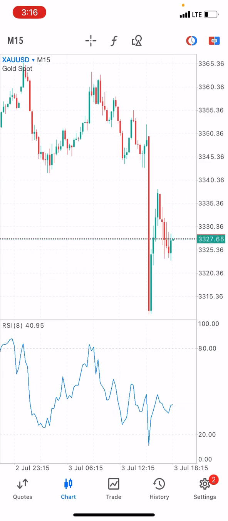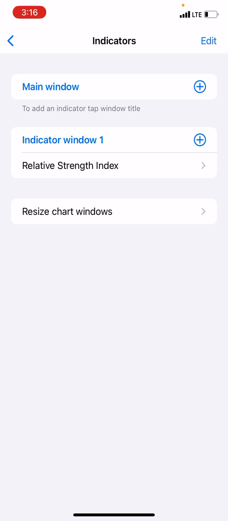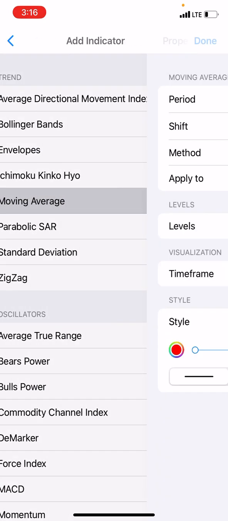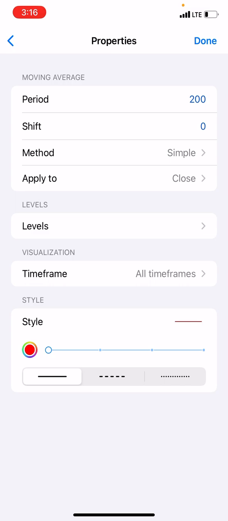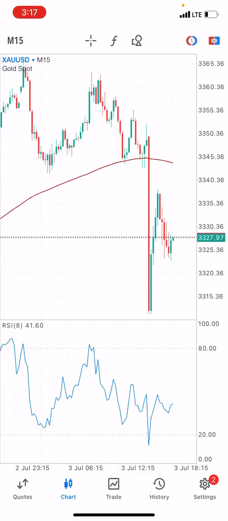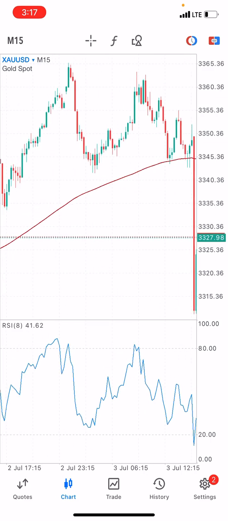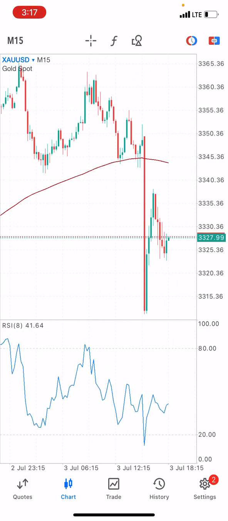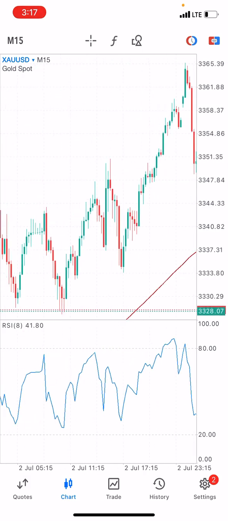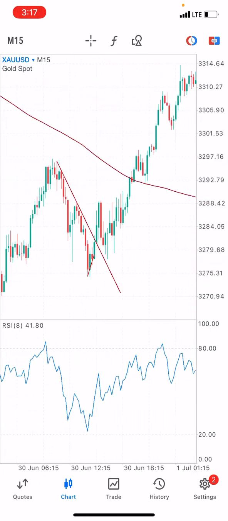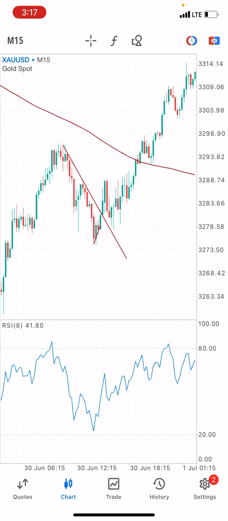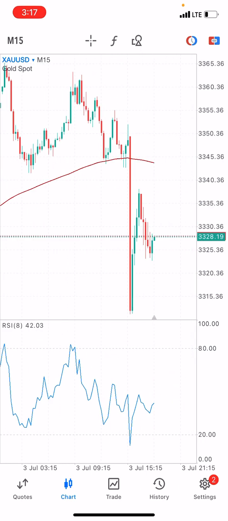So let's add now the moving average. We click on the F icon again, then we click on main window, and then moving average. Then we set the period to 200. Shift is 0, method is simple, and apply to close, the default setting. Then we go with it. It's the red line here. Anytime price is above the moving average on the main window, we'll be looking for a buying opportunity. Anytime price is below the moving average, we'll be looking for a selling opportunity. So that is the purpose of the moving average as well.